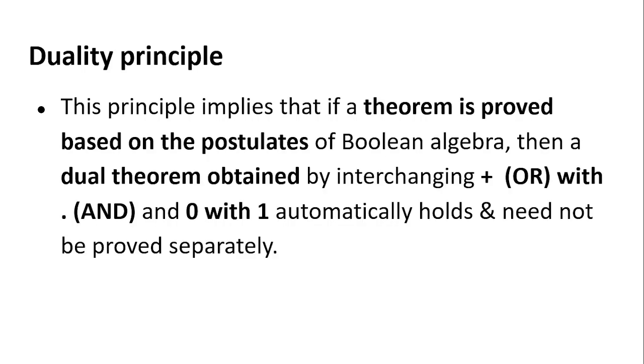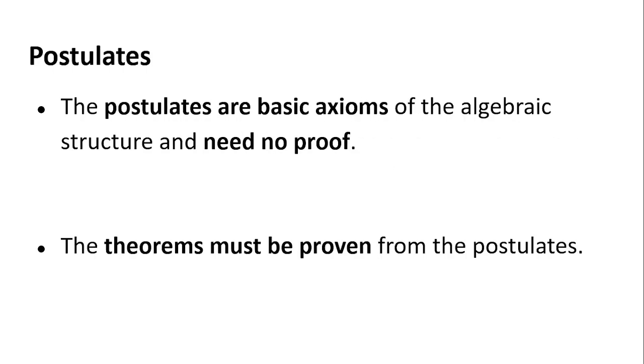To put it in other words, this principle implies that if the theorem is proved based on the postulate of Boolean algebra, then the dual theorem can be obtained by interchanging the OR operator with the AND operator and the 0 with the 1. So we get the dual automatically, and there is no need to prove this particular thing. Let's look at the example.